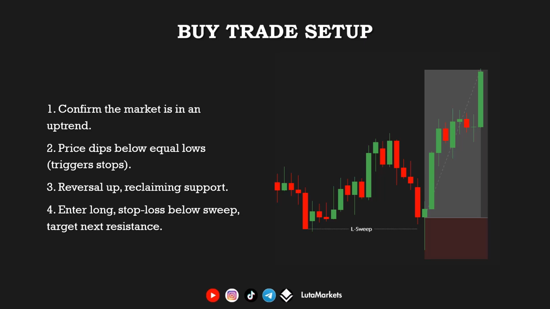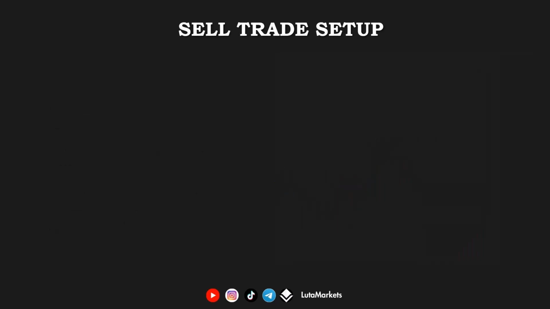Confirmation tip. Look for strong bullish candles after the sweep to confirm the reversal. A solid engulfing candle or a pin bar rejecting the liquidity zone can provide extra confidence. Sell trade setup. The market is in a downtrend. Just like in a buy setup, you want to ensure that market structure supports your trade.